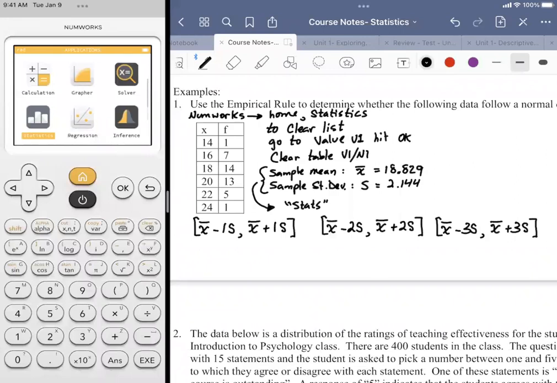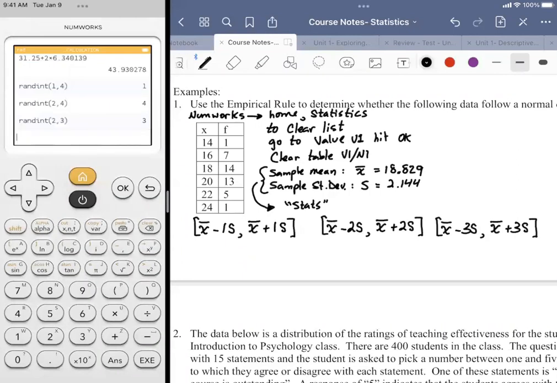Well, what do we want to do? We want to make some calculations. So I go into the calculation menu, hit OK. I have other stuff from another class here, but I can start doing my computations because I know what X bar is, and I know what S is. So everywhere in these formulas that I have an X bar, I'm going to replace it with 18.829. And everywhere I have an S, I'm going to replace it with a 2.144.